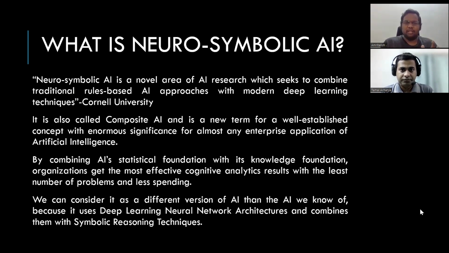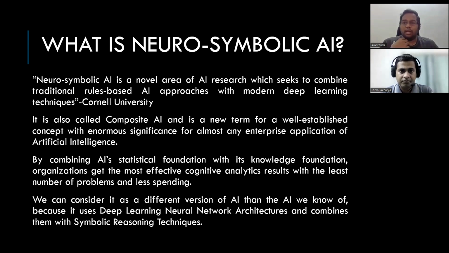Now let's define this. This is also something we like to call composite AI, a very new term that a lot of people might not be familiar with. By combining AI's statistical foundation, as you already know, many classical machine learning algorithms like regression actually come from statistics, we can get the most effective cognitive analytic results with the least number of problems and less spending. And that is what we want here.